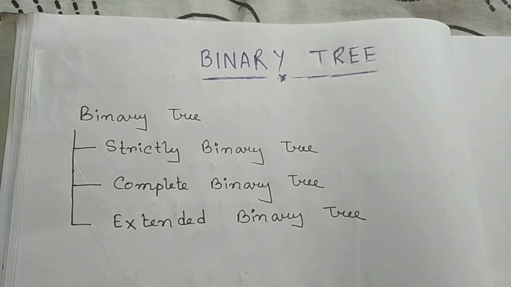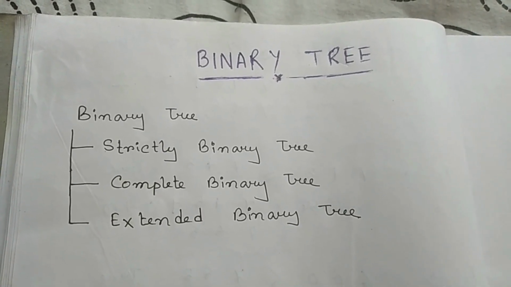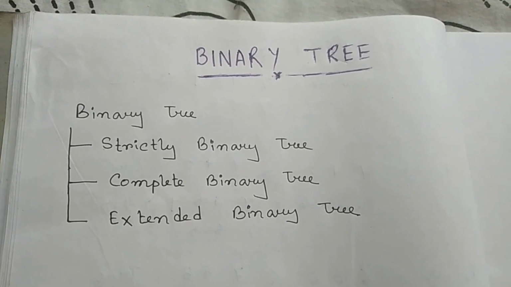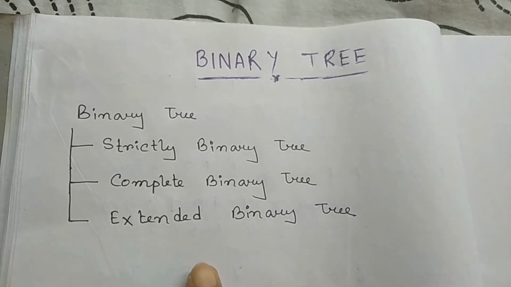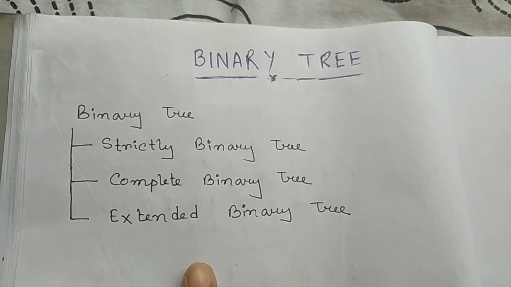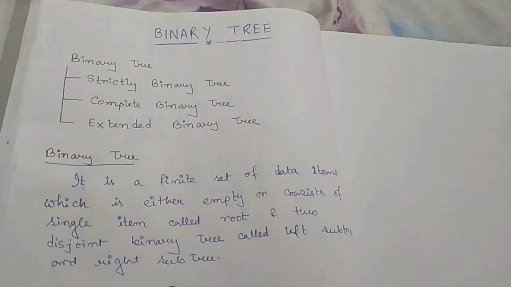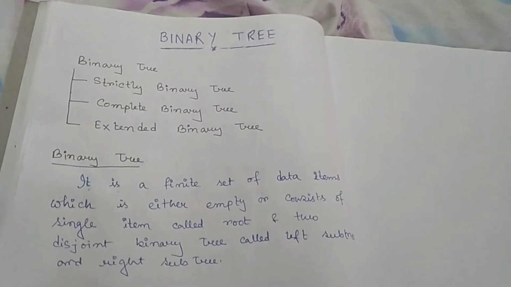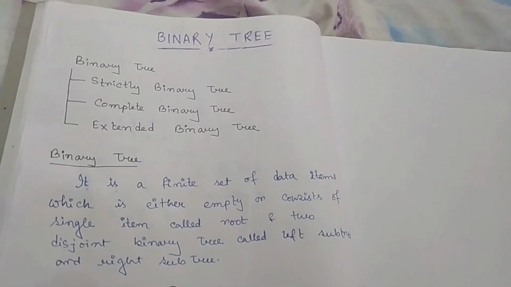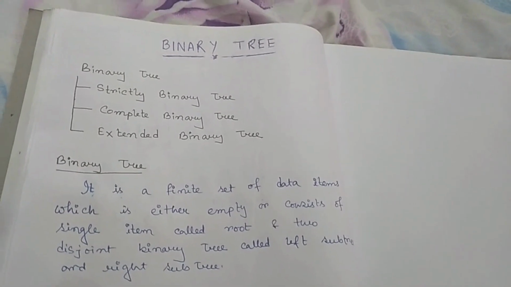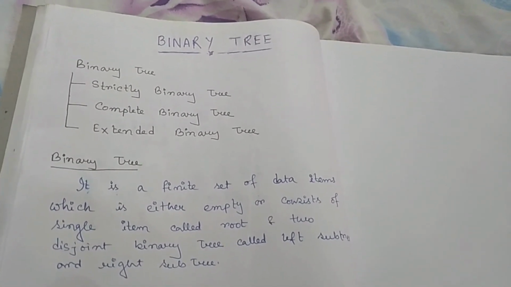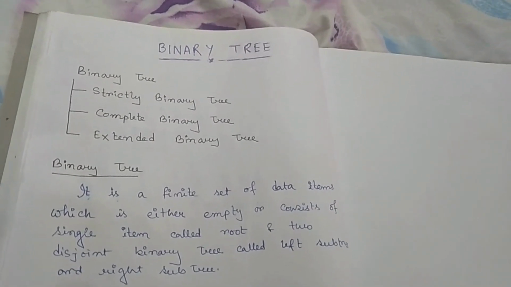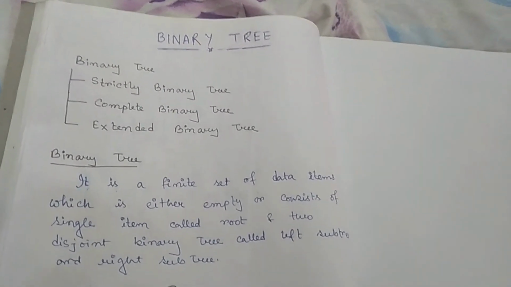Binary tree. Binary tree is a very important concept in data structure. The related terminology of binary tree is strictly binary tree, complete binary tree, extended binary tree. What is a binary tree? Basically, it is a finite set of data items which is either empty or consists of a single item called root, and two disjoint binary trees called left subtree and right subtree.